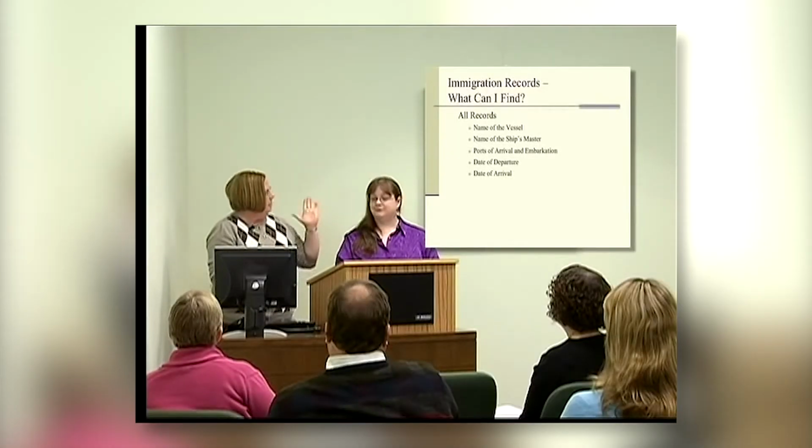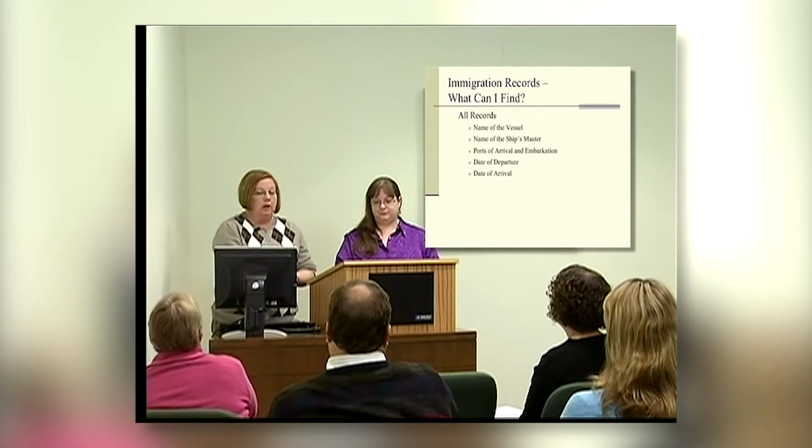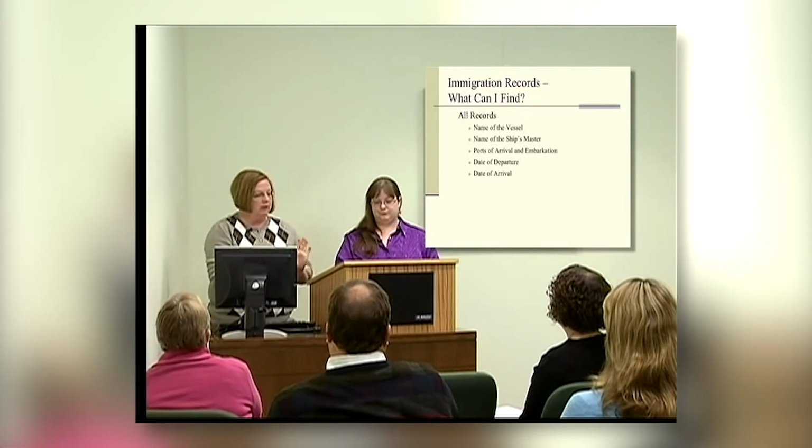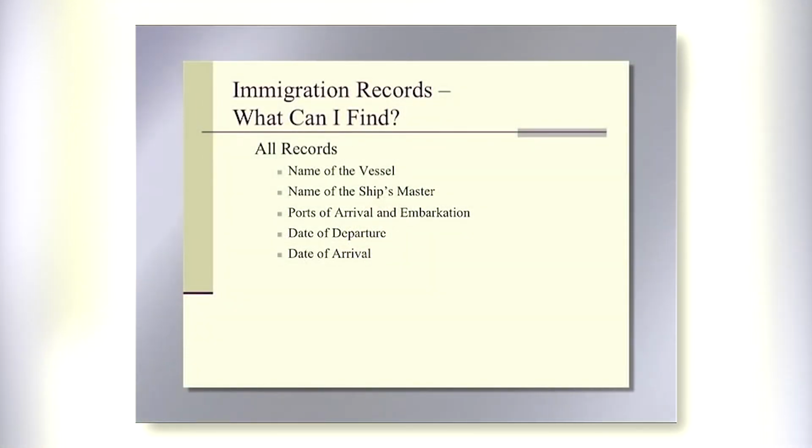Now, the type of information that you can find in the immigration records is going to vary over time, but all of the immigration records, both customs and the INS records, will include the name of the ship, the name of the ship's master, the port of arrival and embarkation, and also the date of departure and the date of arrival.